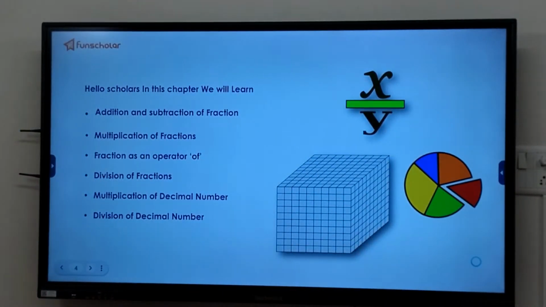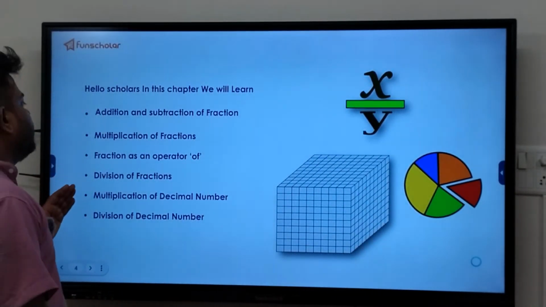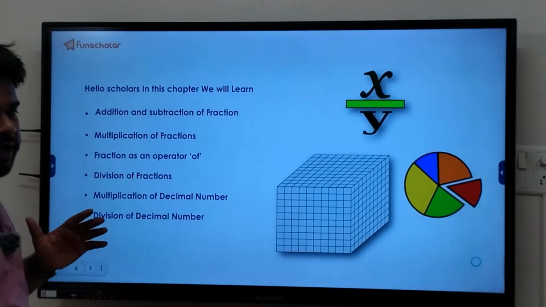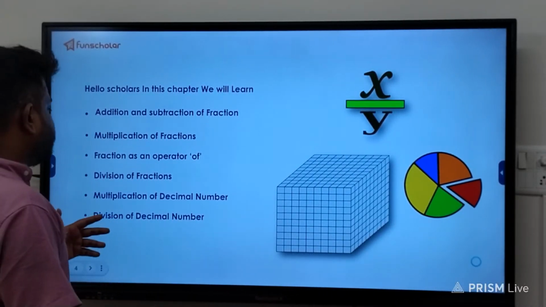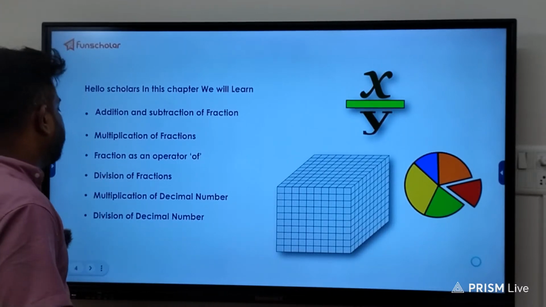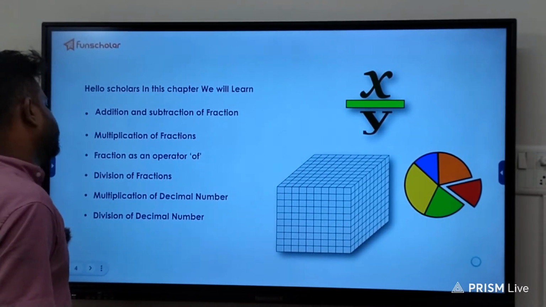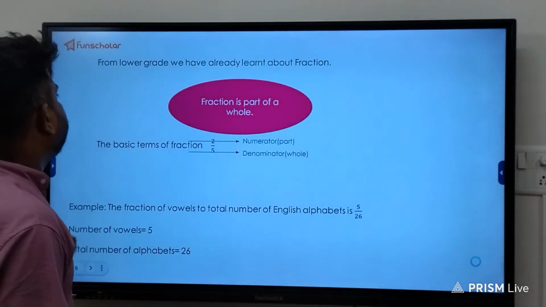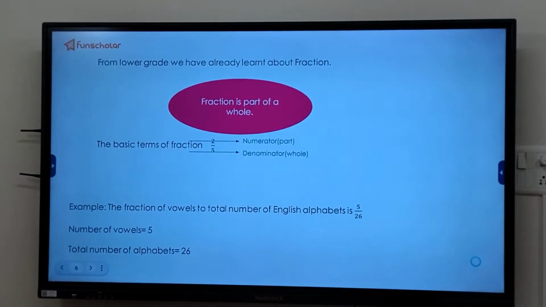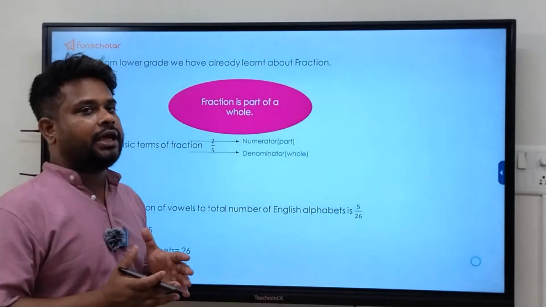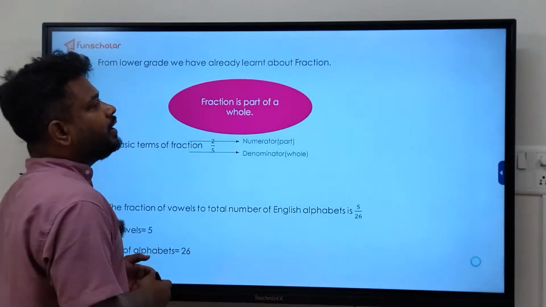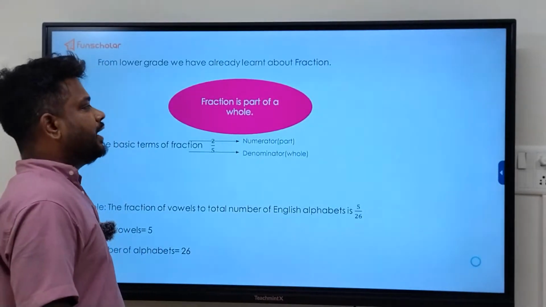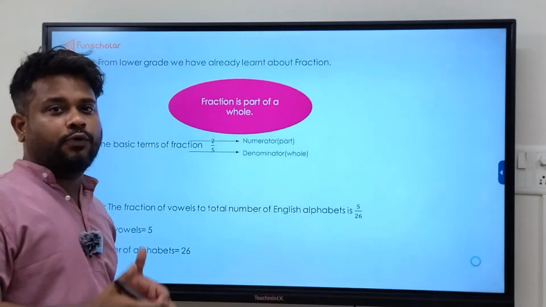In this chapter we will learn addition and subtraction of fractions, multiplication of fractions, fractions as an operator, division of fractions, multiplication of decimal numbers and division of decimal numbers. From lower grades we have already learned about fractions. I have already told that we start learning fractions from maybe class 4.